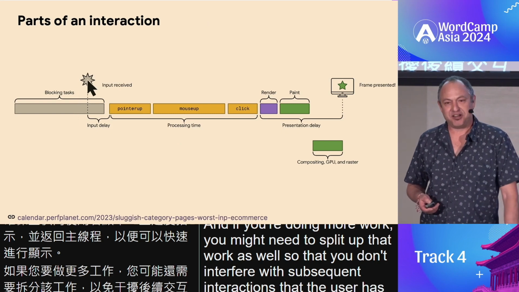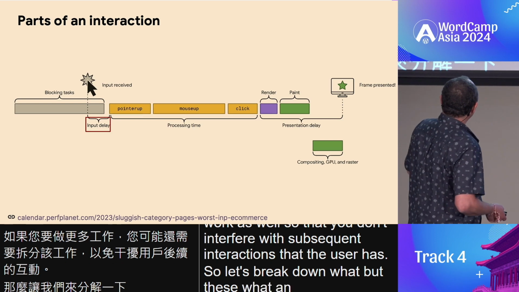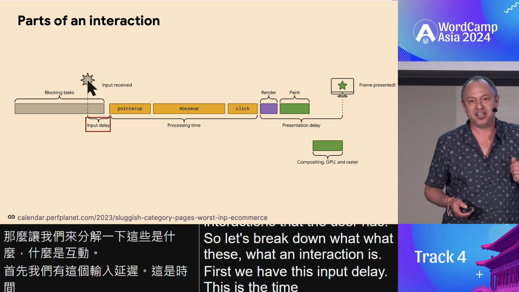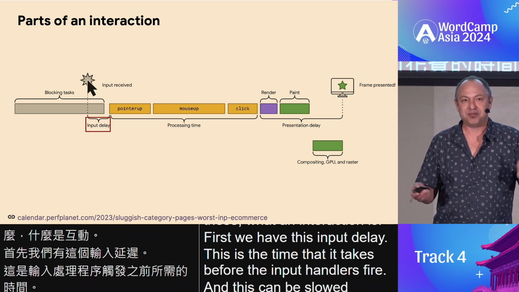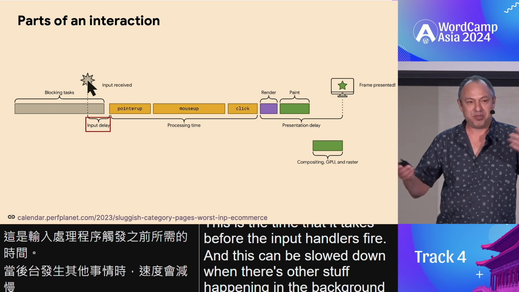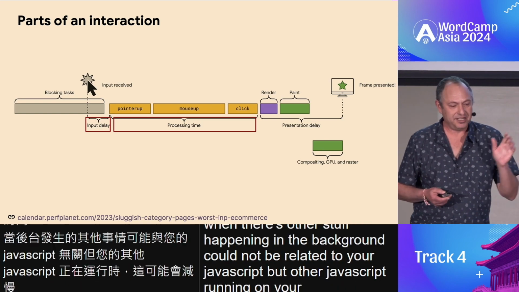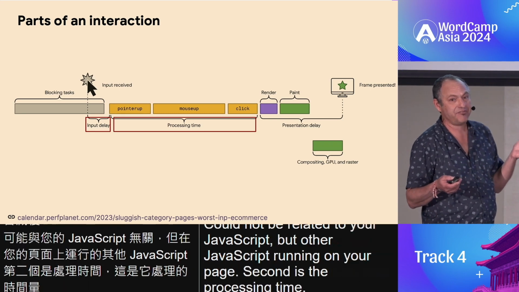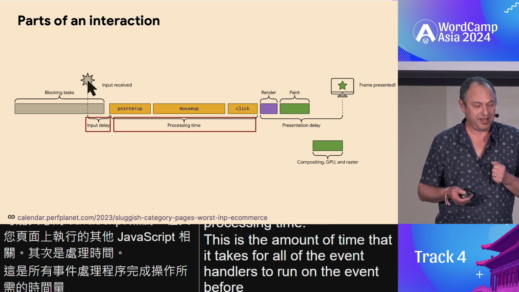So let's break down what an interaction is. First, we have this input delay. This is the time that it takes before the input handlers fire. And this can be slowed down when there's other stuff happening in the background. Could not be related to your JavaScript, but other JavaScript running on your page. Second is the processing time. This is the amount of time that it takes for all of the event handlers to run on the event before it gets to displaying the update.